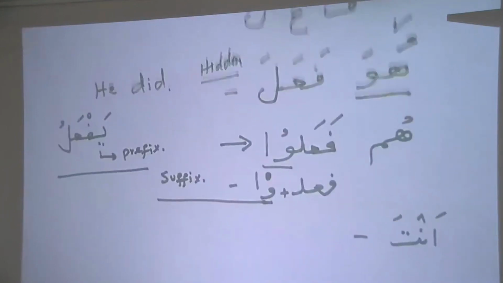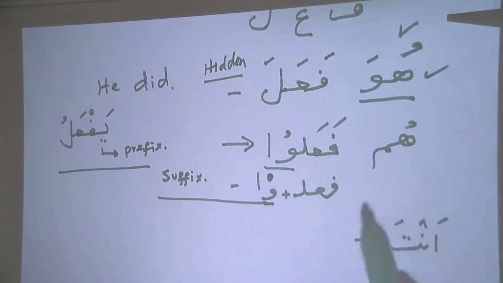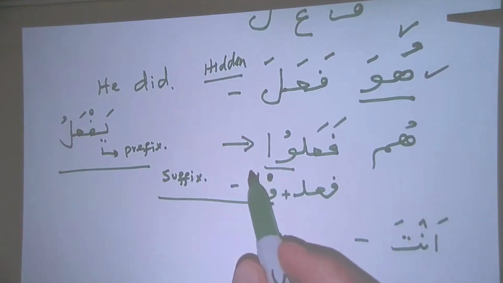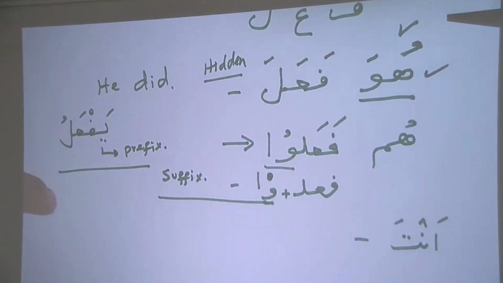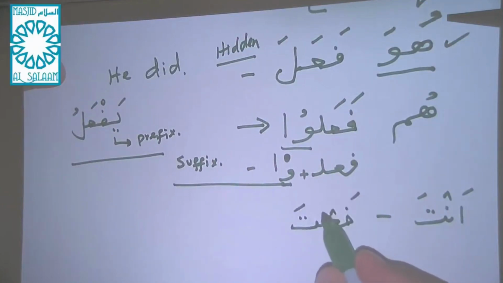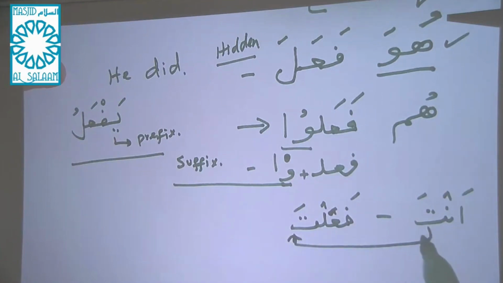So, fa'ala has huwa hidden in it. Hum is not completely hidden, but they're using only the waw and the alif, and the alif to make the waw stand out. Then for anta, they're going to say fa'alta. This ta is the ta of the anta, you see that anta here? So they took from the anta just the ta and added it as a suffix. You see what I'm trying to do here?